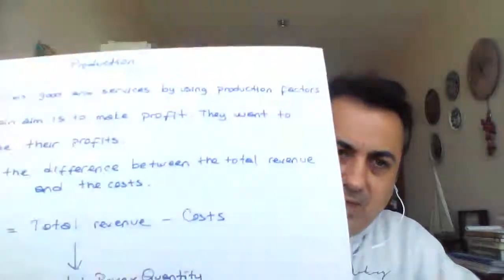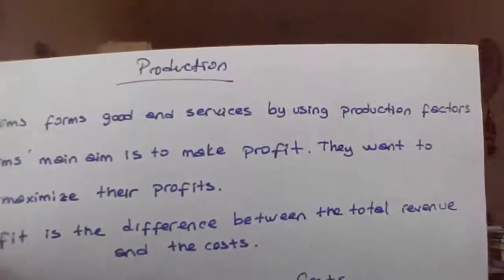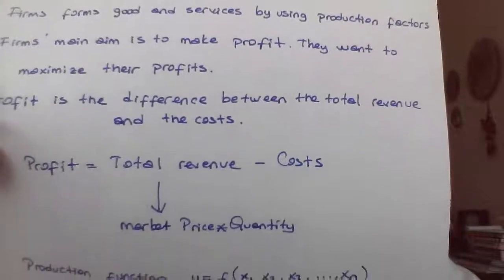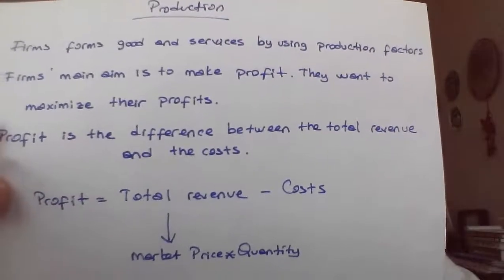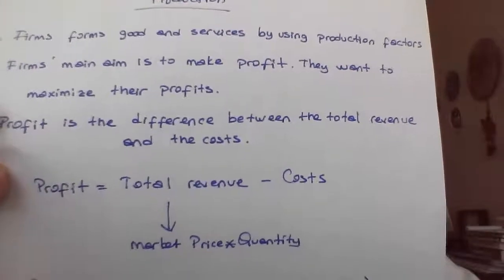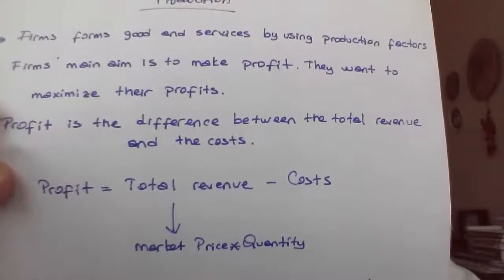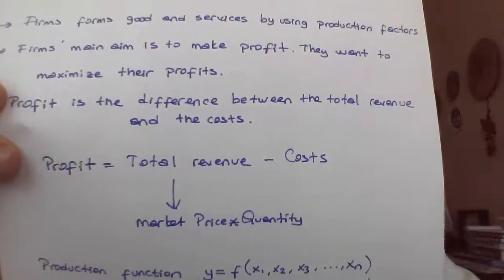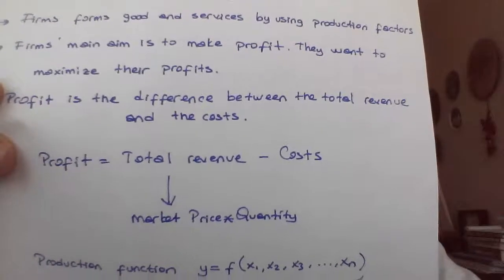You can follow here the things that I said. You can hear profit equals total revenue minus costs. And what does total revenue mean? It is calculated by market price times quantity.